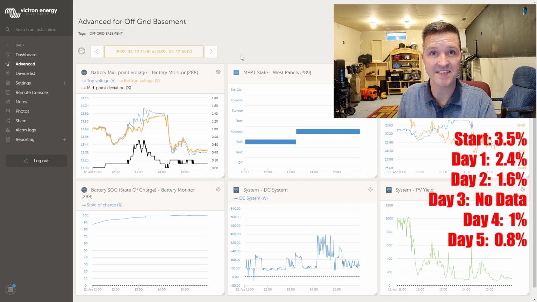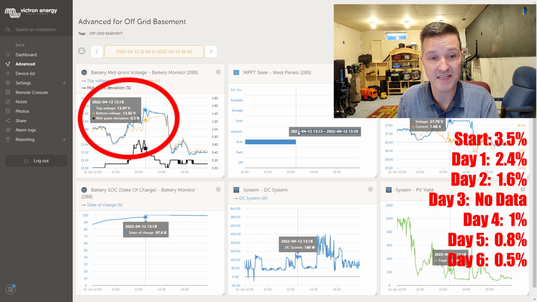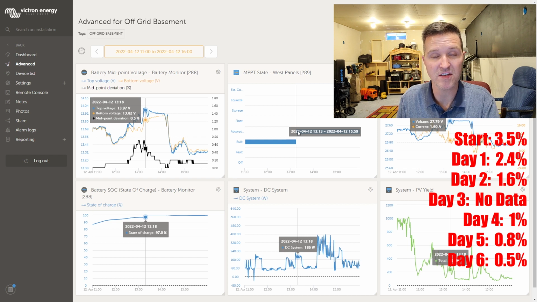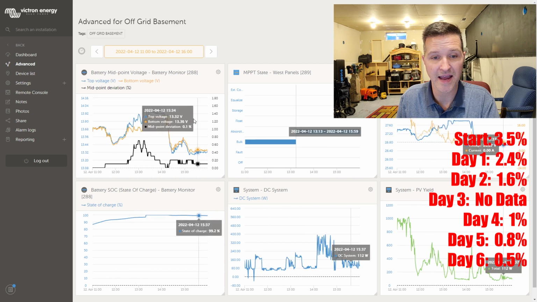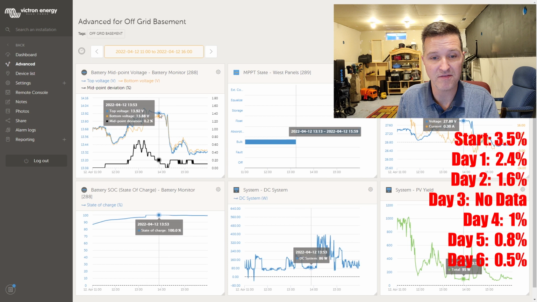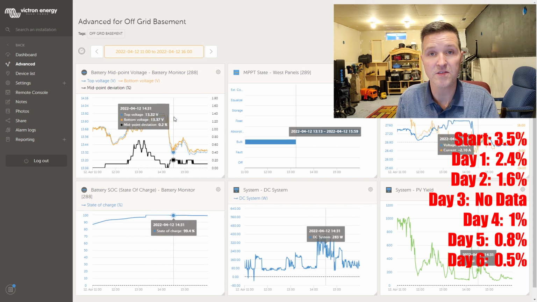All right, everyone, this is day six of the test. When absorption started, it was about 0.5% deviation with a top voltage of 13.97 and a bottom voltage of 13.82. But as it went on, you can see that the voltages came right together all the way to being about 2 millivolts of difference. So as you can tell, these are really getting close together at the end of absorption.